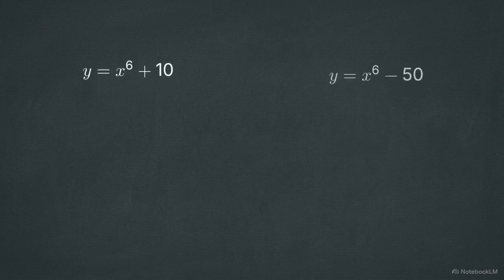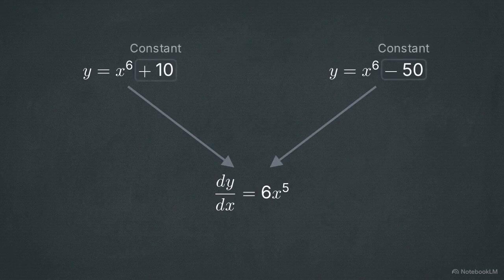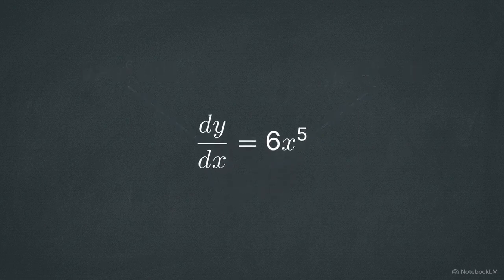Look at these two distinct total functions, y equals x to the sixth plus 10, and y equals x to the sixth minus 50. If we differentiate both of them, the math forces them to converge into the exact same derivative output, 6x to the fifth. Notice what happened to those starting points. The positive 10 and the negative 50 are absolute constants. Because they have no inherent rate of change, differentiation removes them from the equation, reducing them to 0.